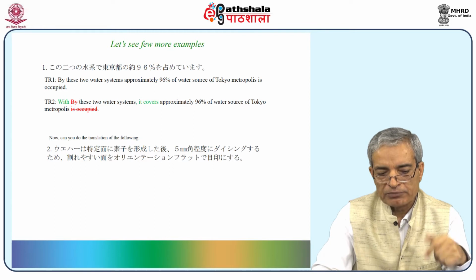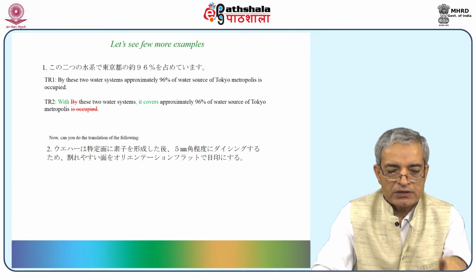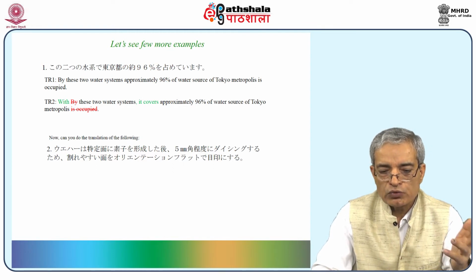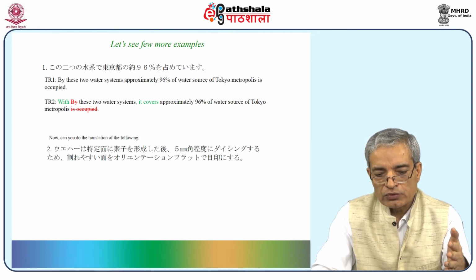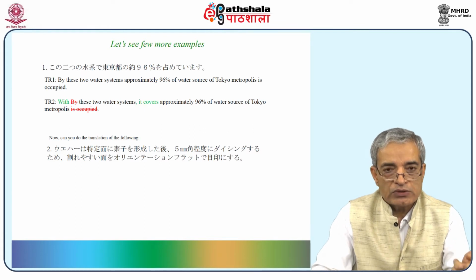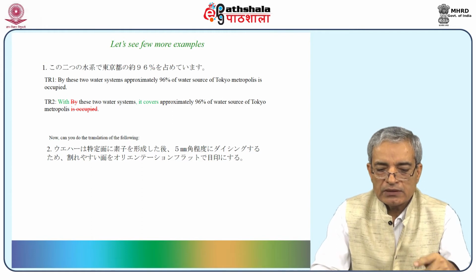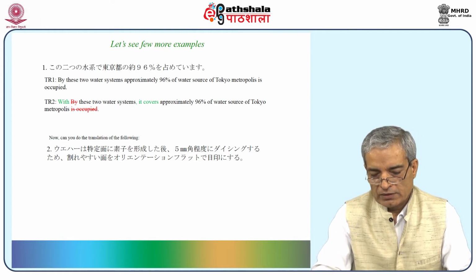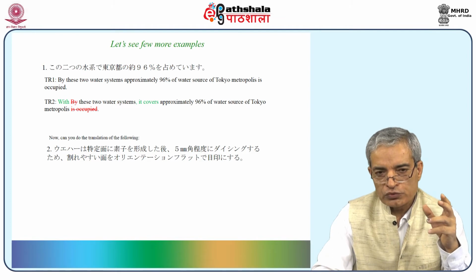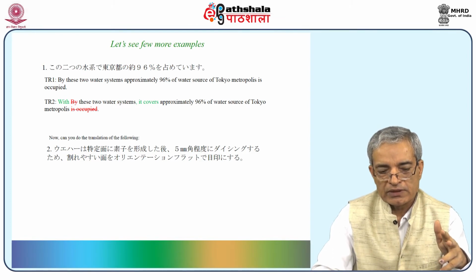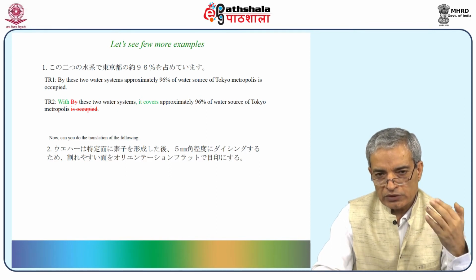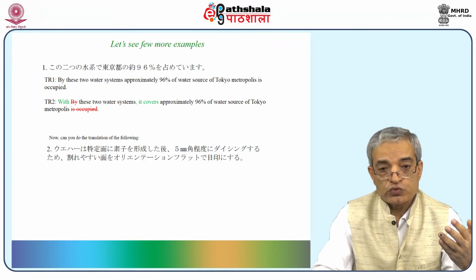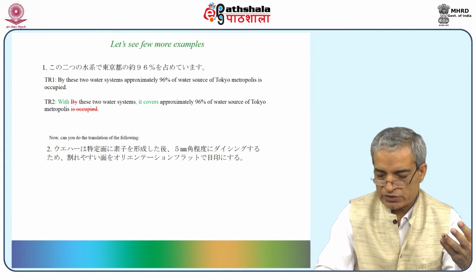Now let's see one more example. The second example here is a Japanese sentence about forming elements on a specific surface of the wafer, then dicing at about 5 mm angles, so the easily breakable surface is marked with an orientation flat. Now, I would like you to try translation of this particular sentence yourself and then see the next slide. But that you can do later on your own. Let me give you two examples or two translations.